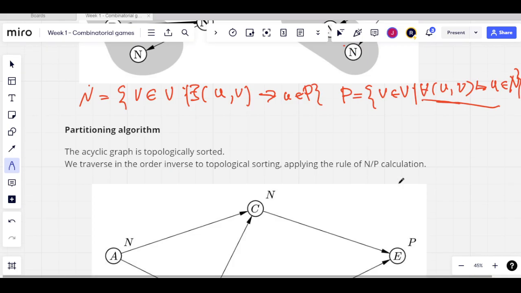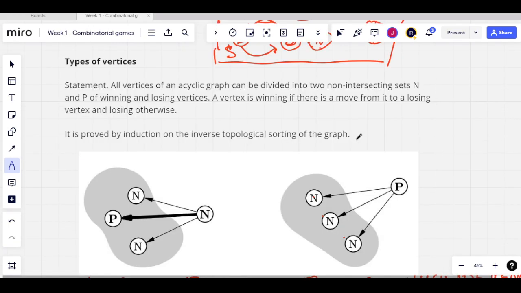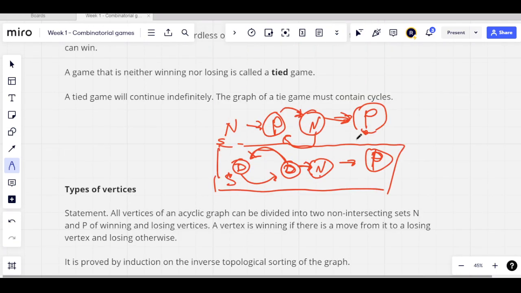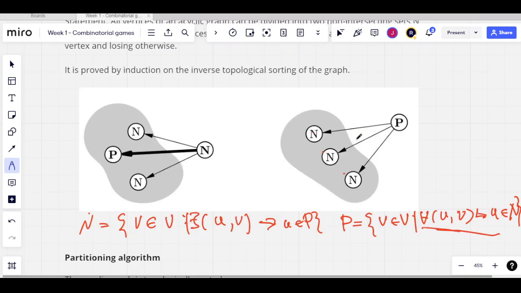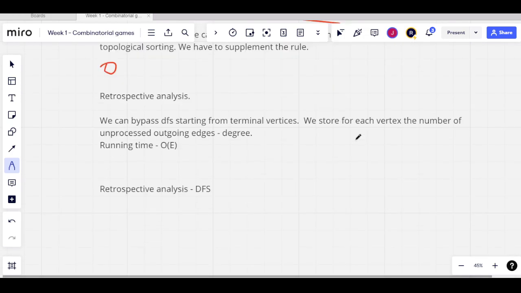Okay, do you have questions about how we supplement this rule on acyclic graphs or on graphs with cycles? We introduced a new class there, and we just figured out how to define a game like this.